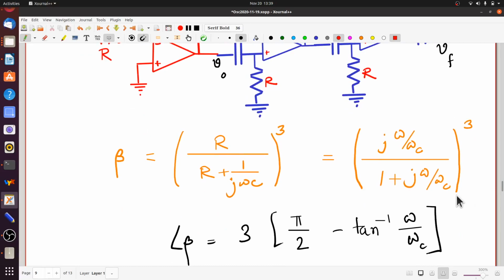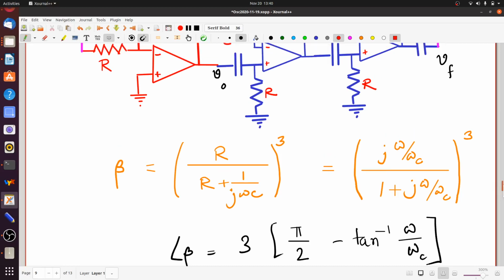So what you can see is that the phase shift being produced is 3 times the phase shift produced by this. Here, of course, there's a j cube in the numerator. So there's a j in the numerator that produces a pi by 2 phase shift. The denominator has a phase shift tan inverse omega by omega c. So the overall phase shift by this factor is pi by 2 minus tan inverse omega by omega c, and you raise this to the power 3.